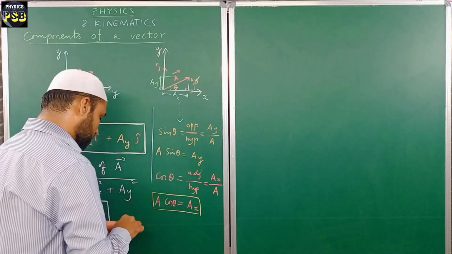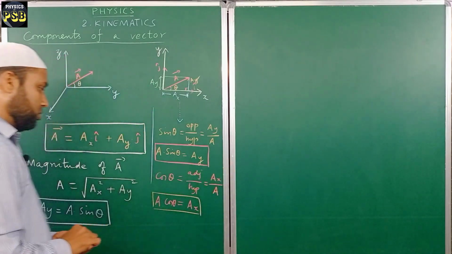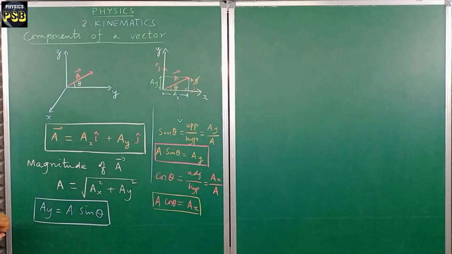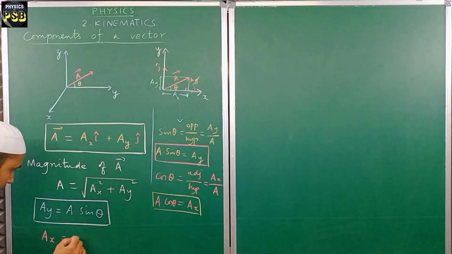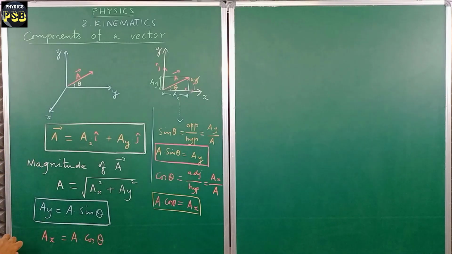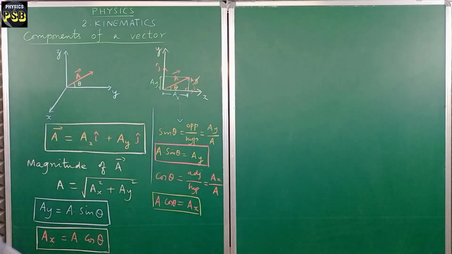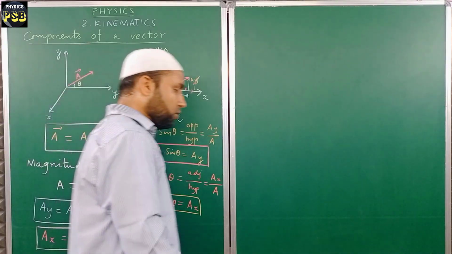Now I'll box this, and I'll do the same thing to this equation as well. So the value of AX is nothing but this. Understand? I'll box this one as well. Now I got the value of AX and AY. Now let me substitute these two things in this equation. See what I get if I do so.